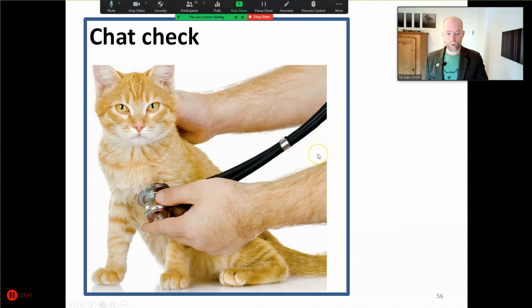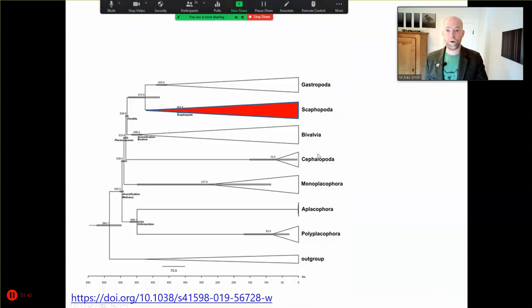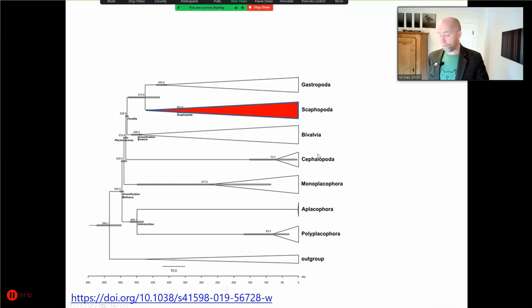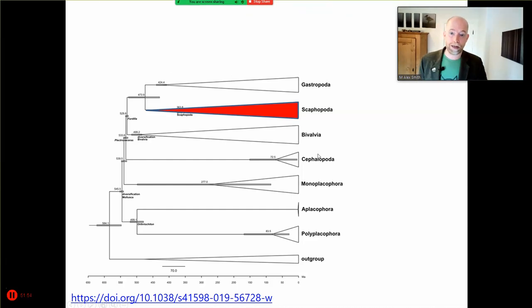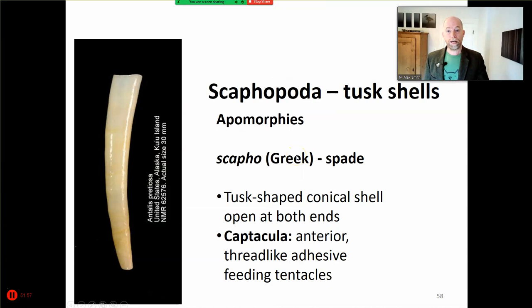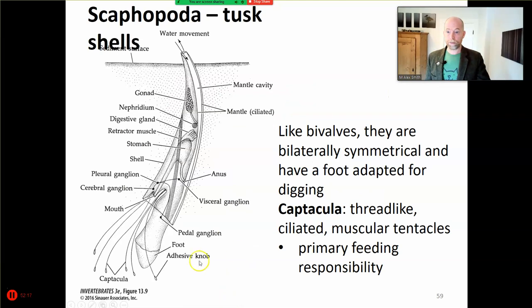I can see the chat from where I'm sitting, so we're just going to keep going and spend the last couple of minutes talking about scaphopods. This is the last of our mollusk groups, the tusk shells. Scapho is Greek for spade, so you can see where the scaphopod name came from. They're tusk-shaped conical shells that are open at both ends, and one of the synapomorphies for the group is the captacula, these anterior thread-like adhesive feeding tentacles. You can see them here. These are the captacula.